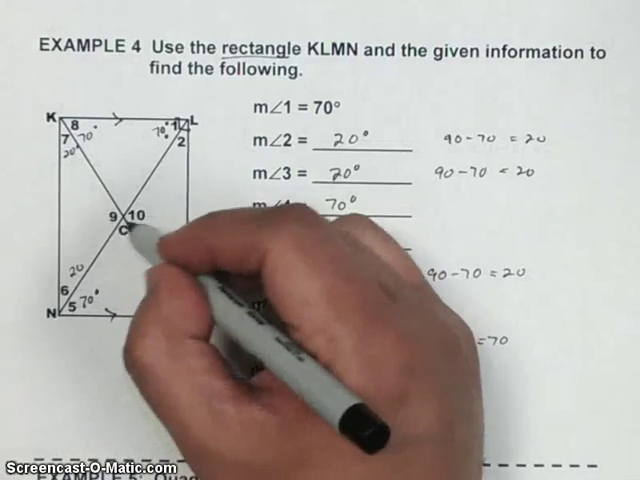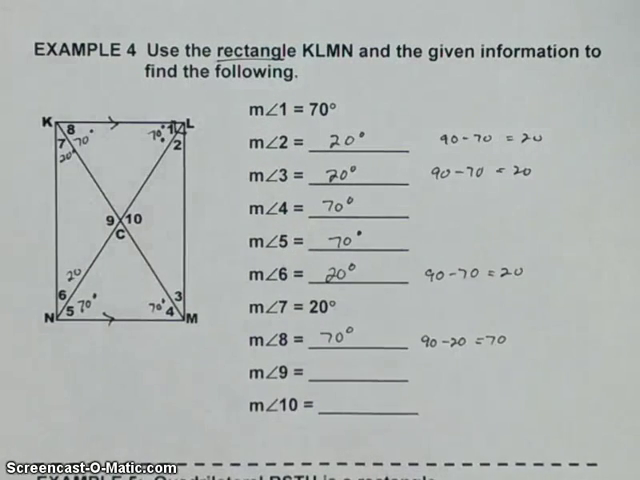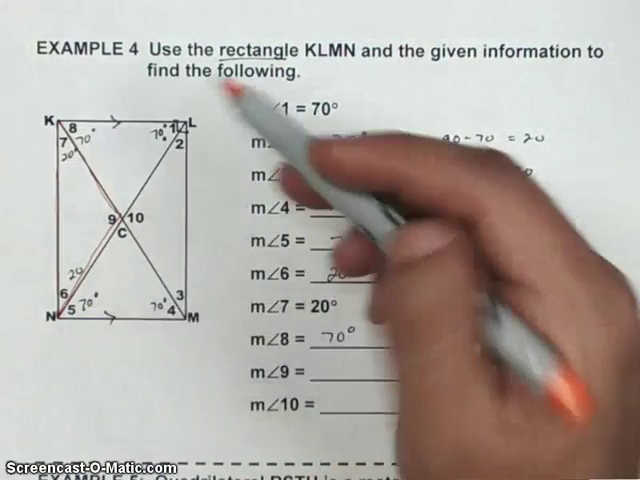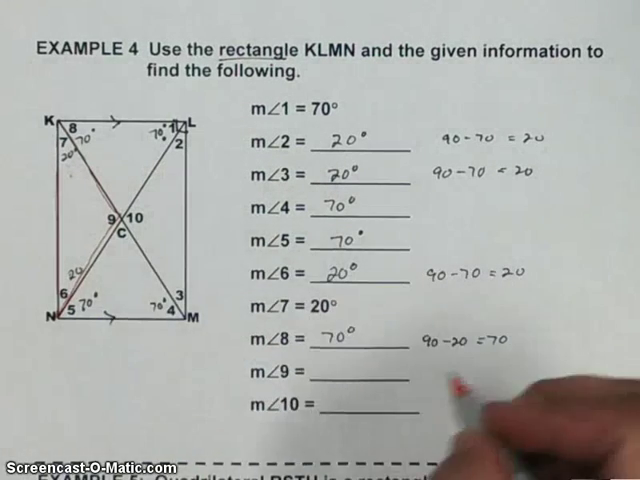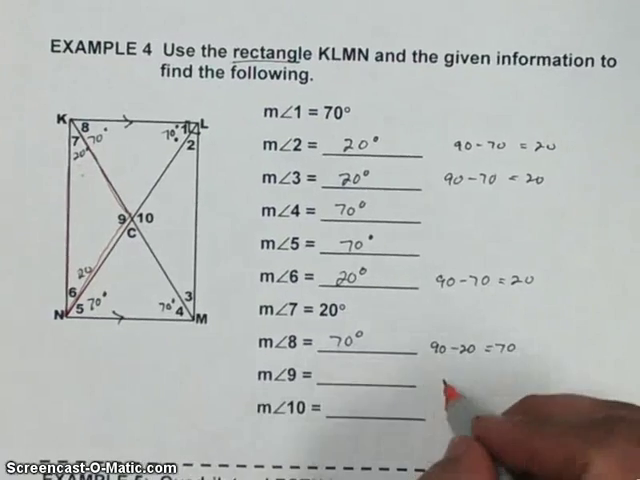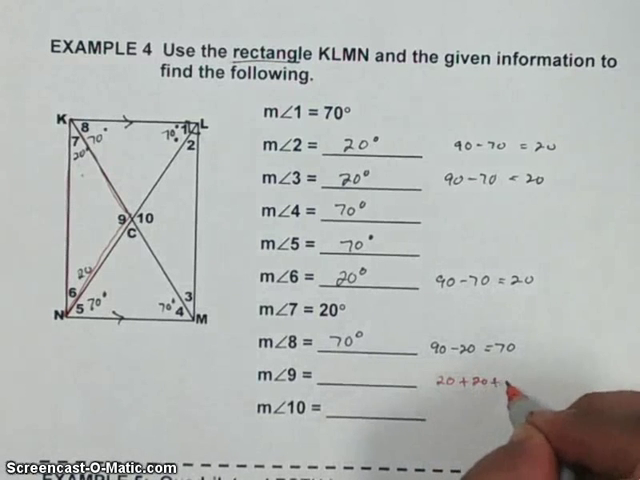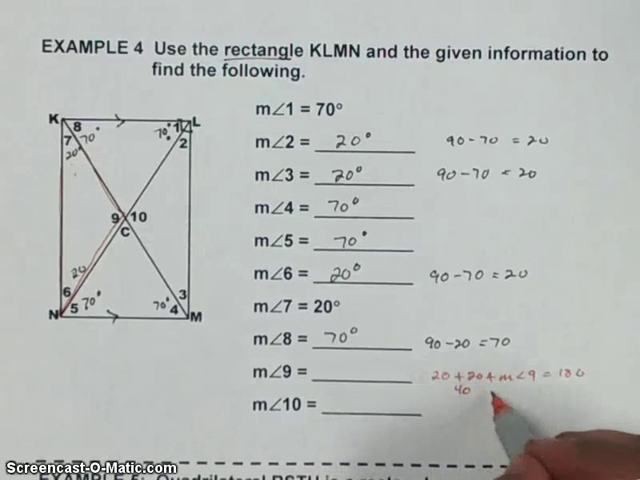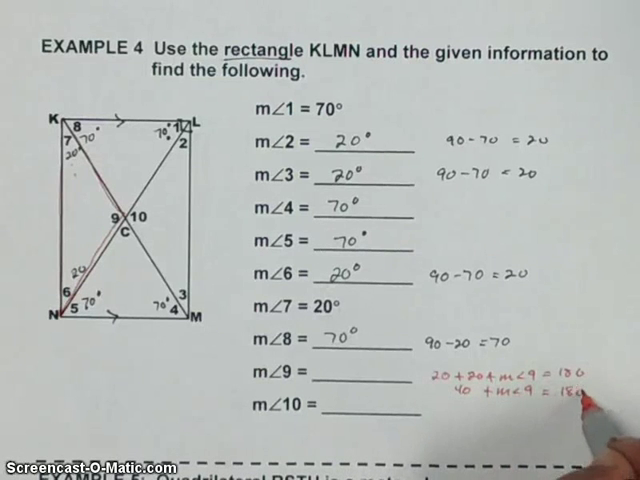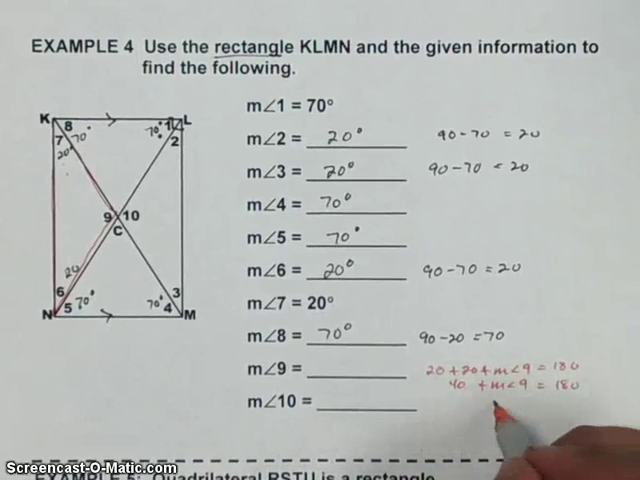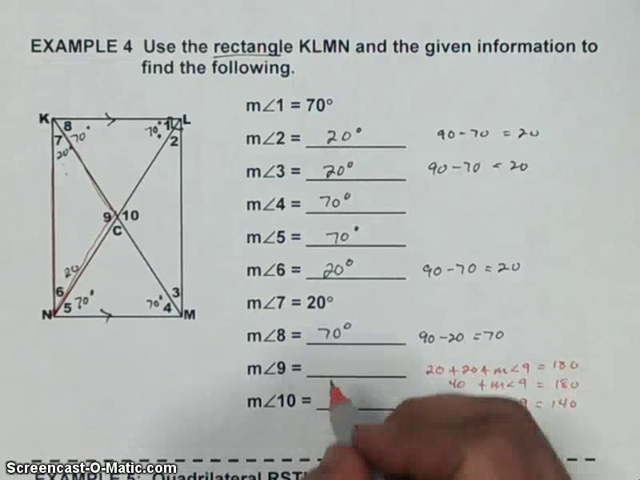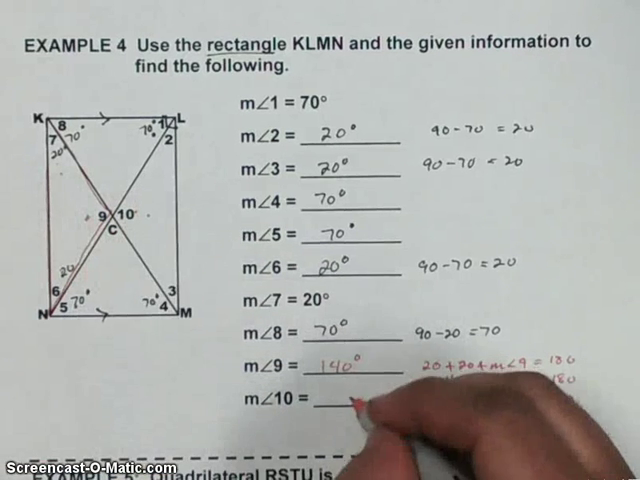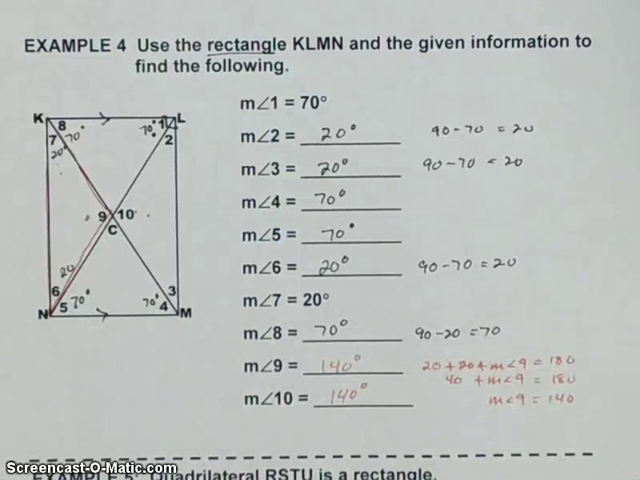All right, now I have to do these things in here, 9 and 10. But notice that if I look at my lines here, this is going to form a triangle, triangle KCN. And if both of these are 20, that means for angle 9, I could do 20 plus 20 plus the measure of angle 9. Those three have to equal 180. Okay, so 20 and 20 make 40. If I subtract 40 from 180, the measure of angle 9 is 140. Okay, so this one's 140 degrees. And these two are going to be vertical angles. So if angle 9 is 140 degrees, angle 10 is going to be 140 degrees. Vertical angles.